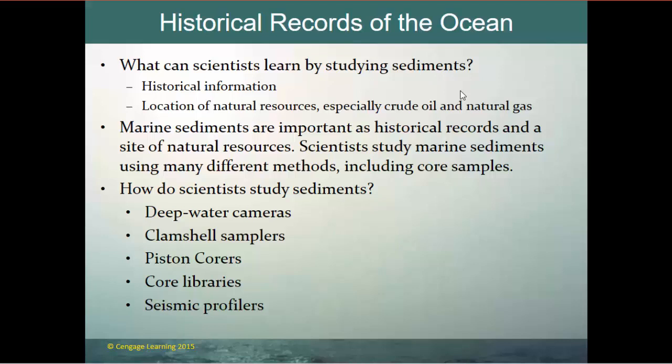deep and get a core sample. And taking a look at that core sample with depth will give us an idea of what has happened historically back in time in that marine environment. So some of the ways, of course, scientists get their observations. They have cameras and clamshell samplers and cores and seismic profiles, and there's just lots of ways they can get information out of the sediment.